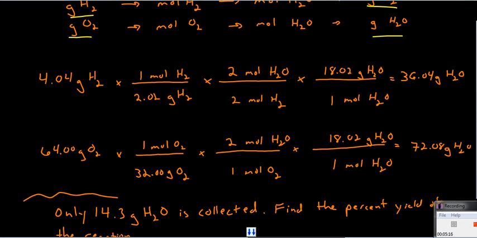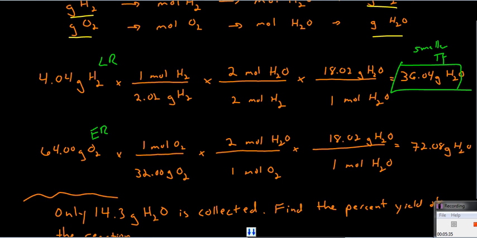So we can see that our smaller amount of product, 36.04 grams of water instead of 72.08, must be our theoretical yield. And then our limiting reactant was that hydrogen, and our excess reactant was the other reactant, oxygen.